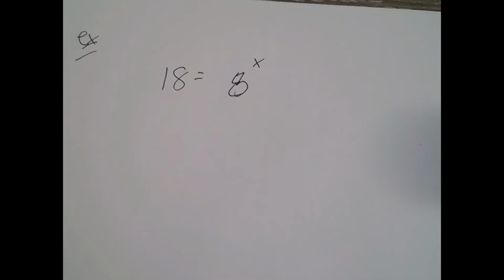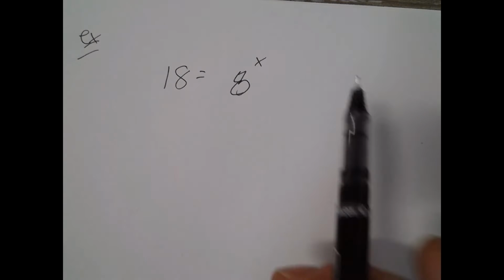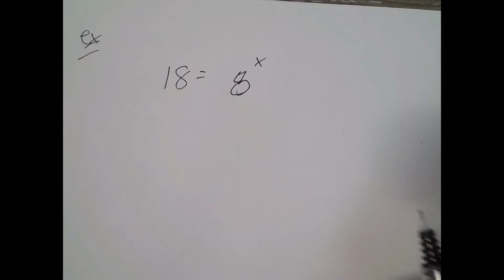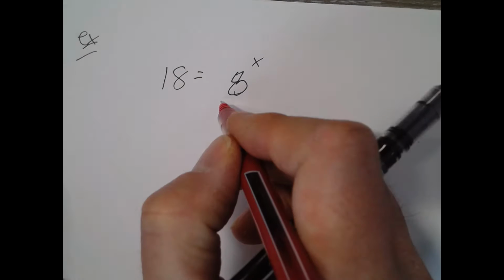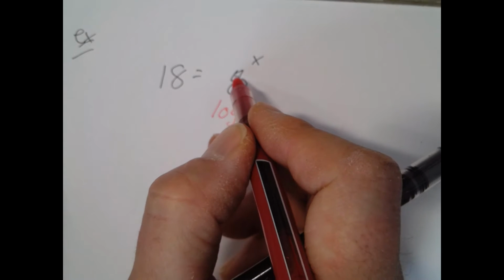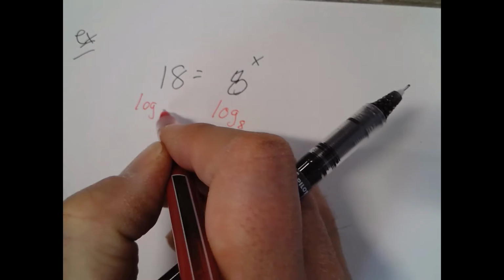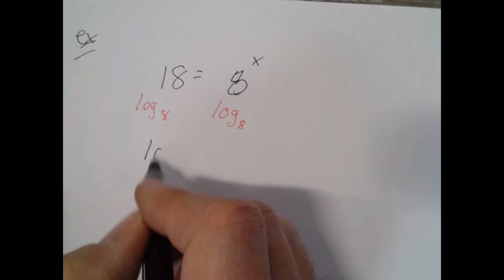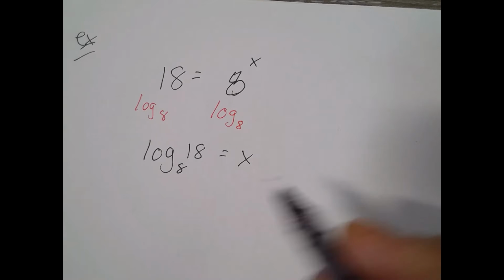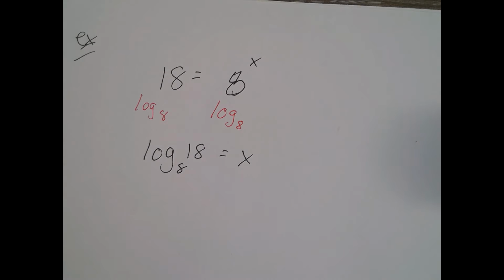18 equals 8 to the x. Okay, so we're trying to get x by itself, so we have to undo the 8 to the power. How do I do that? Log base 8. Very good. So log base 8, that one kind of looks like a snowman. So we have the log of 18 base 8 equals x, so that's our answer. So that's just a number.